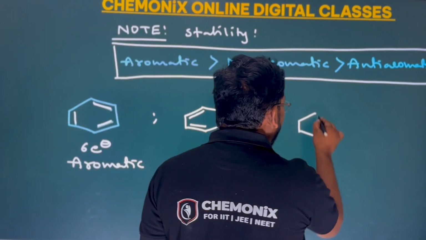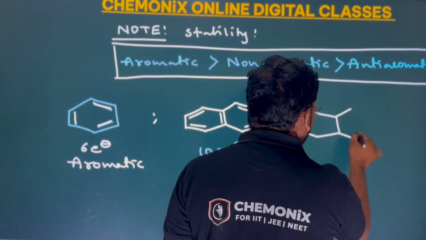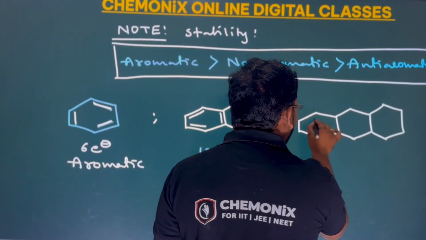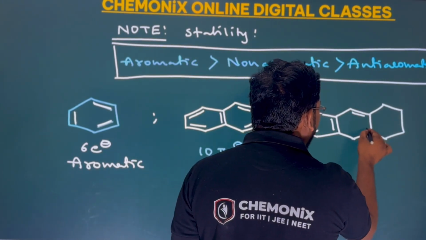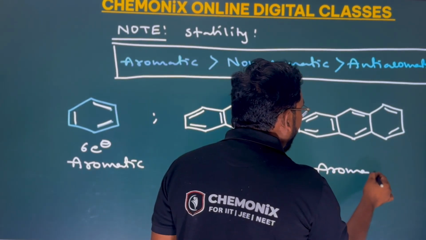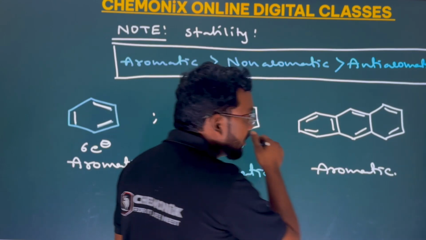Similarly, let me write some other compounds like this here. This is also an aromatic compound. This is called anthracene. These are the polycyclic compounds which are satisfying the aromaticity rules here. So, this is called an aromatic compound. What is the name of this compound? This is called anthracene.